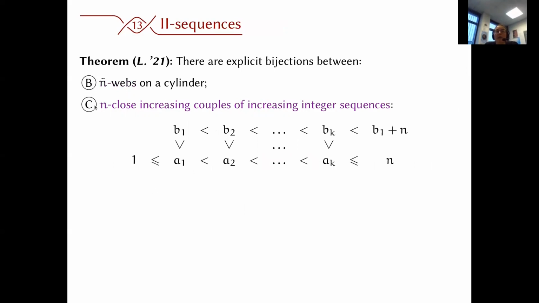Now, what is the combinatorial object we'll look at? Once again, we'll have couples of integer sequences. The first one works in the same way we had before, just an increasing sequence of integers from 1 to n. The second one will still be increasing and bigger than the first one, but the relation on this second integer sequence is a circular relation. The last term cannot be bigger than the first term plus n. This is what I call n-close, increasing couples of increasing integer sequences.